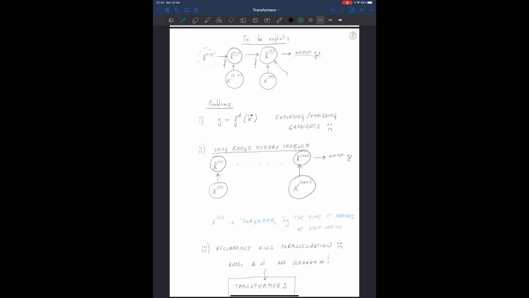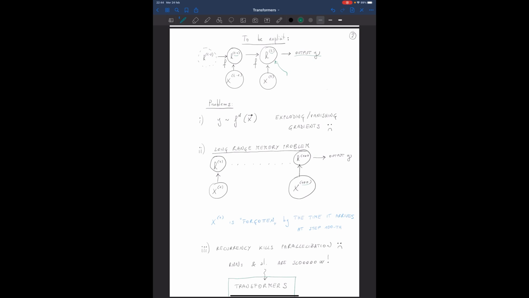A second problem is this long-range memory problem. What does it mean? Let's imagine that you have several time steps. So for example, let's say that you have 100 time steps. By the time that you produce the output, basically x1 is forgotten by the time it arrives at step number 100. So information gets lost inside this recurrent structure.